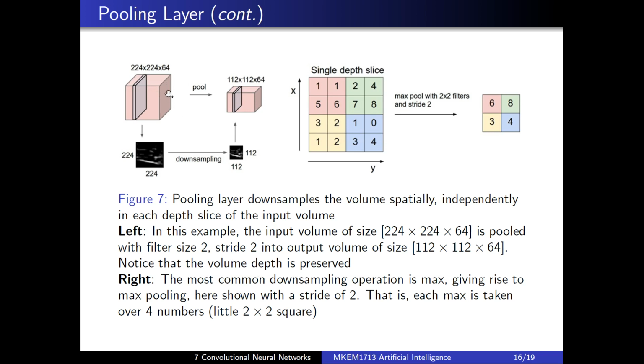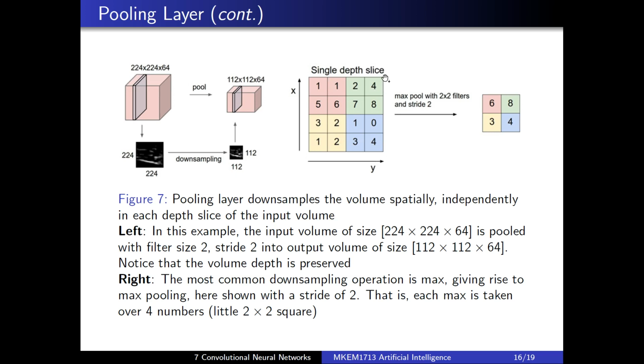Stride 2, into an output volume of size 112 by 112 by 64. So the depth is preserved. Notice that the volume depth is preserved. And here is the most common downsampling operation, which is max, giving rise to max pooling, shown with a stride of 2. That is, each max is taken over 4 numbers.